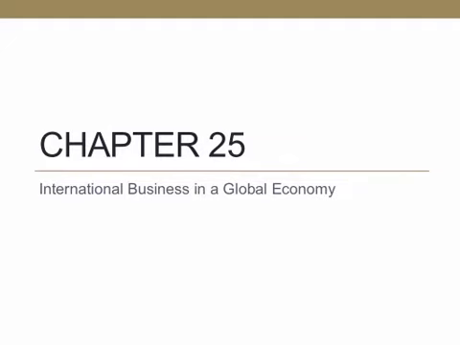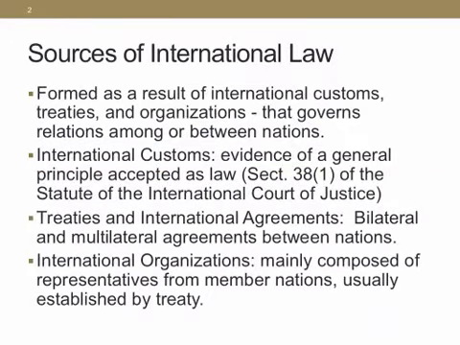Our last chapter will look at international business in a global economy. There are several sources of international law. It's based on international custom, treaties, and organizations that govern relationships between nations. There are bilateral and multilateral agreements between nations and international organizations, which are mainly composed of representatives from member nations. Usually this is established by treaty.